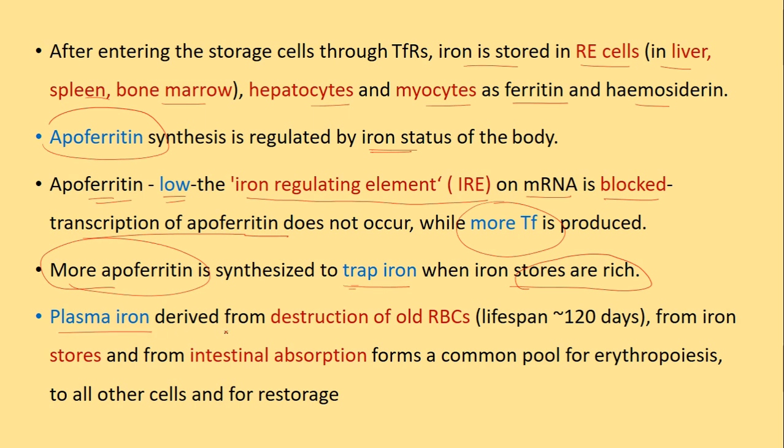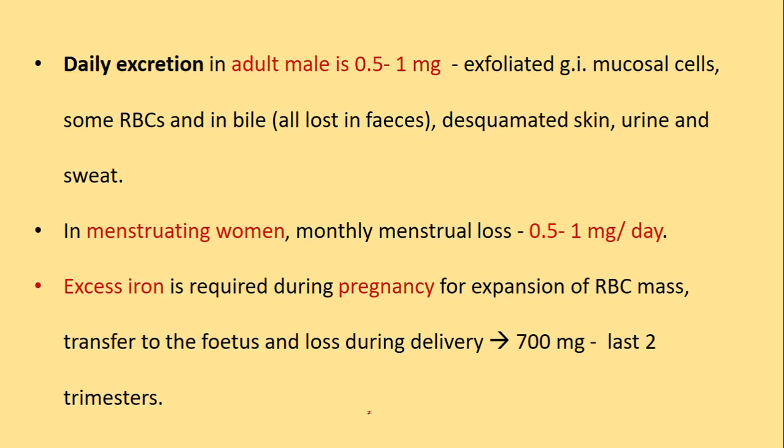So the plasma iron derived from destruction of old RBCs as well as the iron stores as well as the iron which is derived from the intestinal absorption will form a common pool which will be available for erythropoiesis and also for the other cells as well as storage purpose.